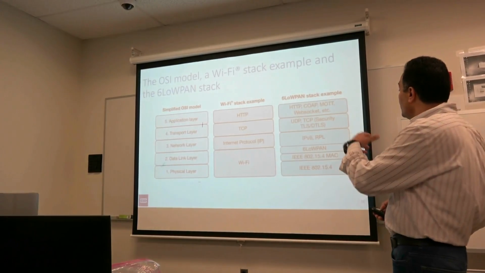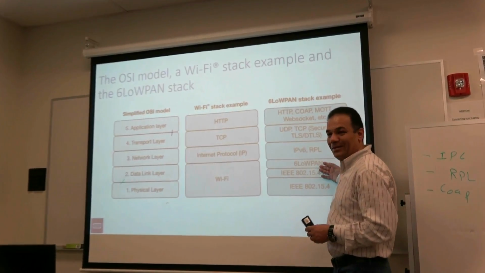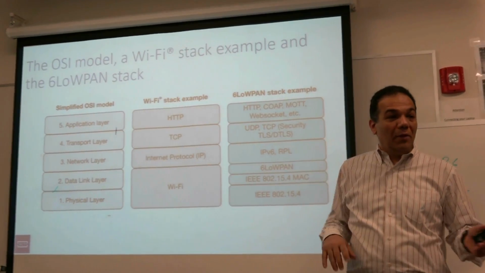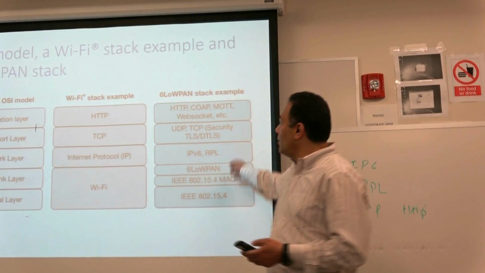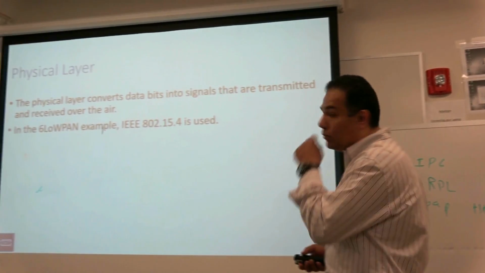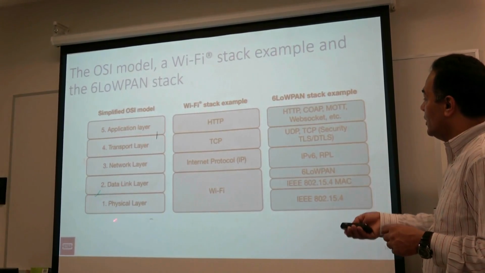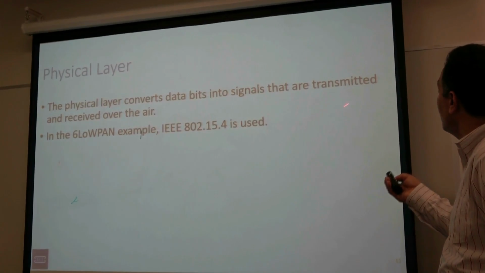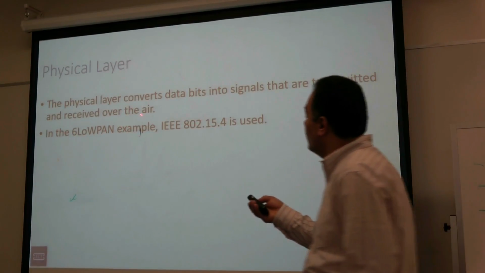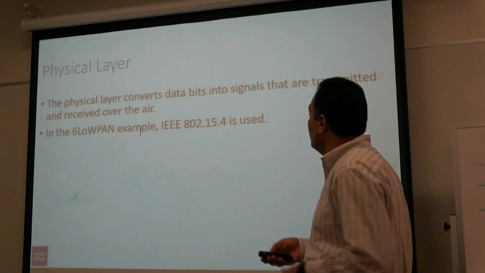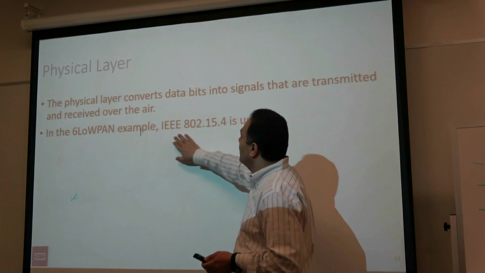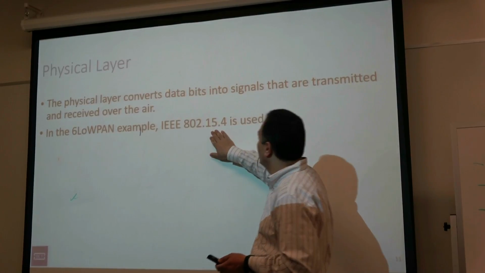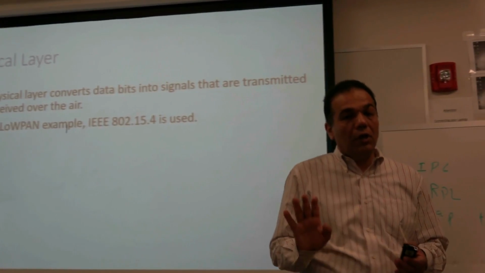All right. So this design came out of the need. If IoT were all about big devices, we wouldn't need all of this. So let's take a look at the layers here. Physical: the physical layer converts data bits into signals that are transmitted and received over the air. For the physical layer, it's going to use IEEE 802.15.4. All right, characteristics of that.